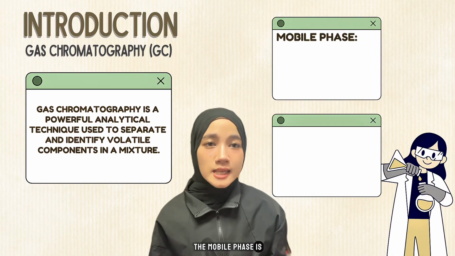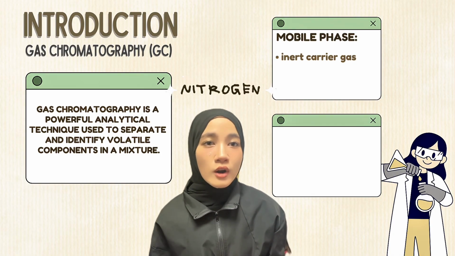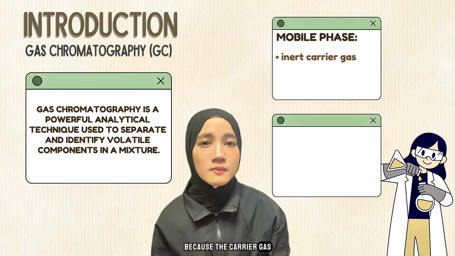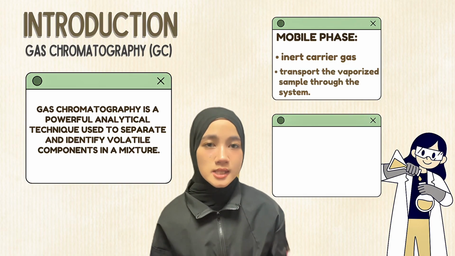Let me explain both phases. The mobile phase is an inert carrier gas. We use gases like helium, nitrogen, or hydrogen. The word inert is important here because the carrier gas must not react with our sample. It simply transports the vapor sample through the system.